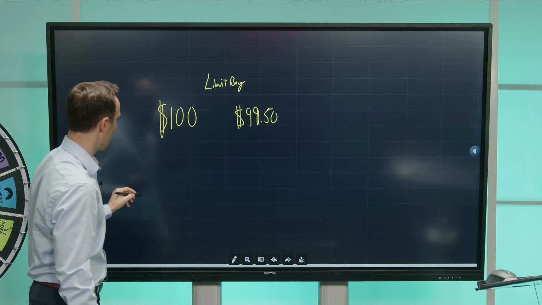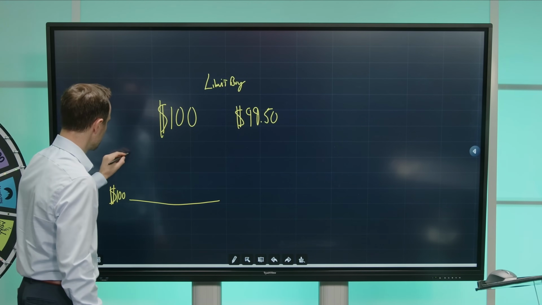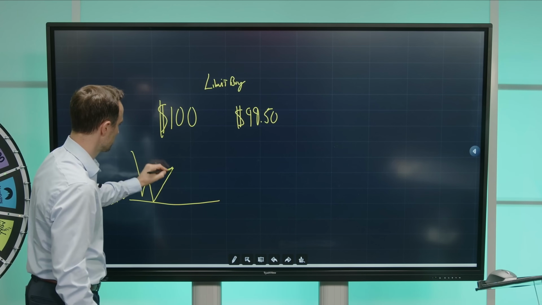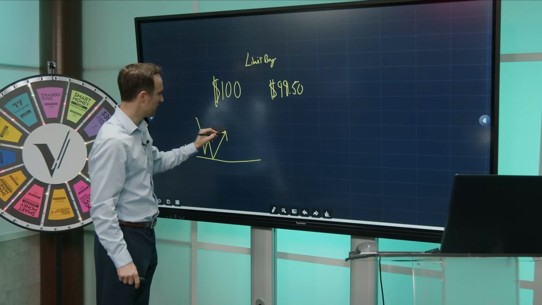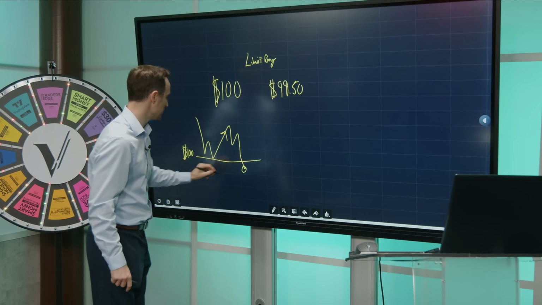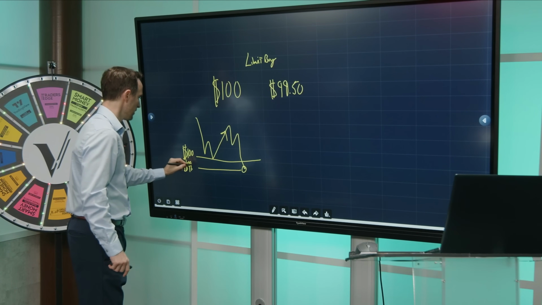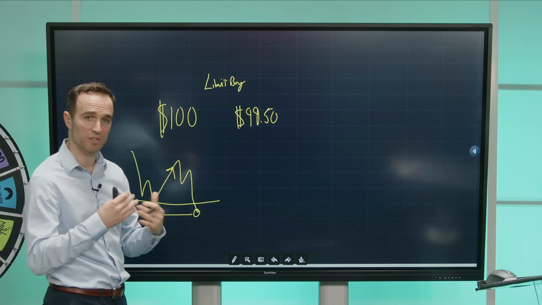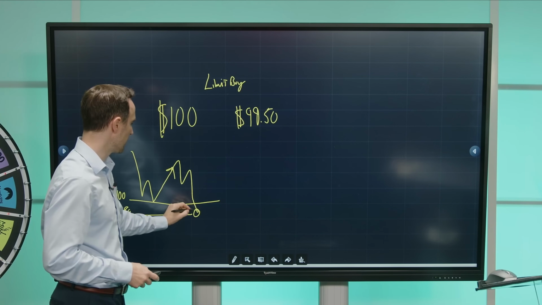Let's say that this is the level of $100. Let's say the stock comes down here, and let's say it bounces right at $100. Well, your order wouldn't get filled, okay? But let's say that the stock comes back down here, and it hits this $99.50 right here. Let's say that this is the level, $99.50. Now, if the stock is not thinly traded, it's an actively traded stock, and it's a reasonable amount of shares, then you will likely get filled at this level.